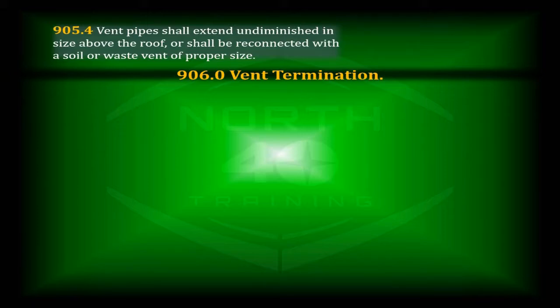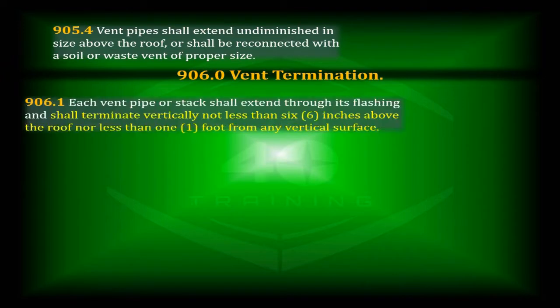906, dealing with vent termination, and I assure you this will be the end of our speak. 905.4, vent pipes shall extend undiminished in size above the roof or shall be reconnected with a soil or waste vent of proper size. 906.1, each vent pipe or stack shall extend through its flashing and shall terminate vertically not less than 6 inches above the roof or less than 1 foot from any vertical surface.